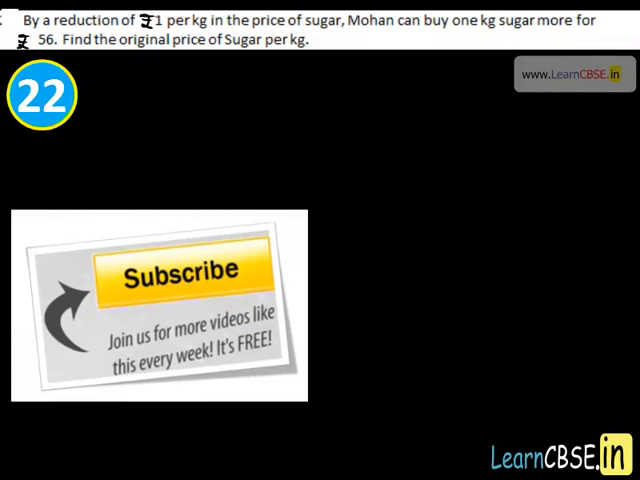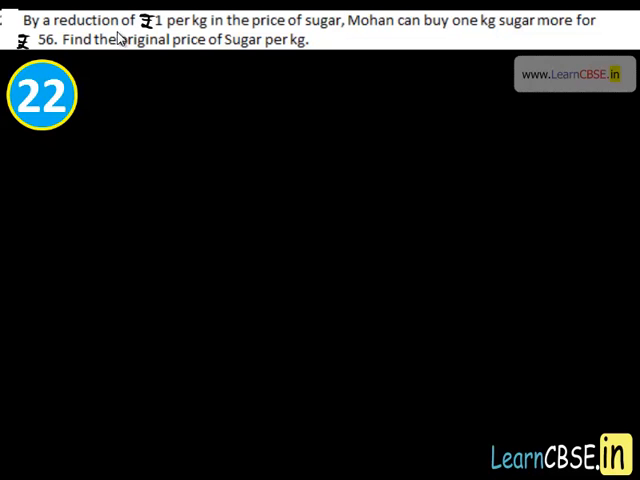Let's move to the next question. In this question, by reduction of 1 rupee per kg in the price of sugar, Mohan can buy 1 kg sugar more for 56 rupees. We have to find out the original price of sugar per kg. Let's work out the problem.